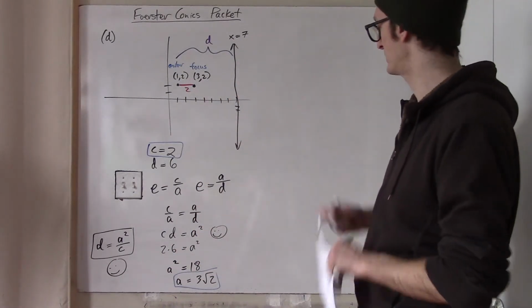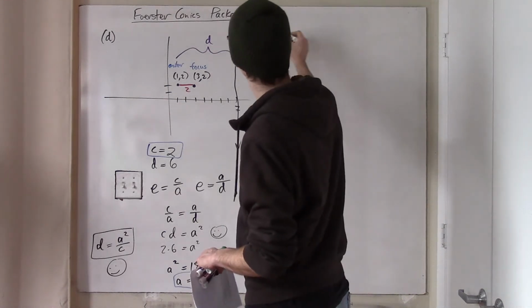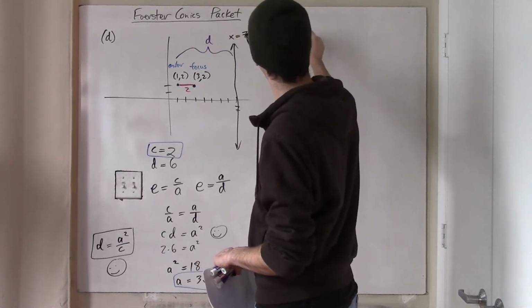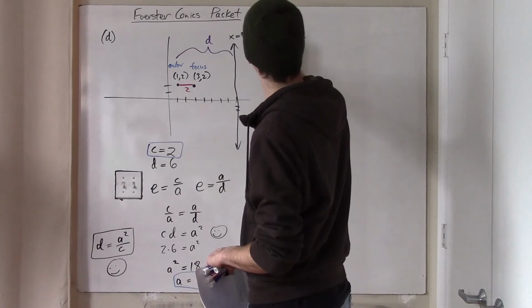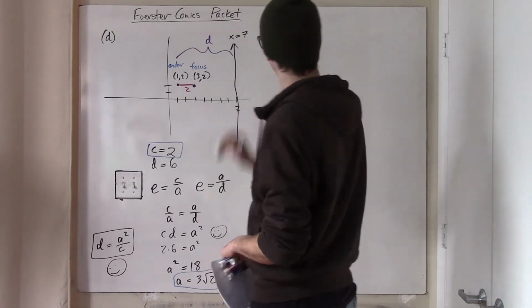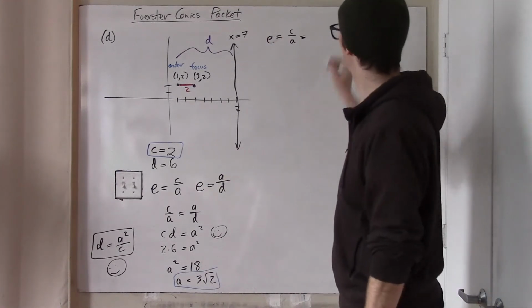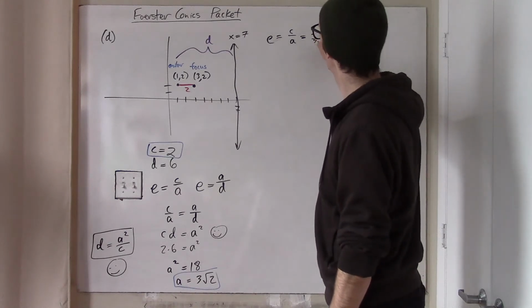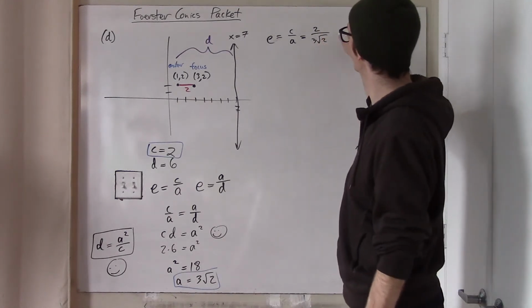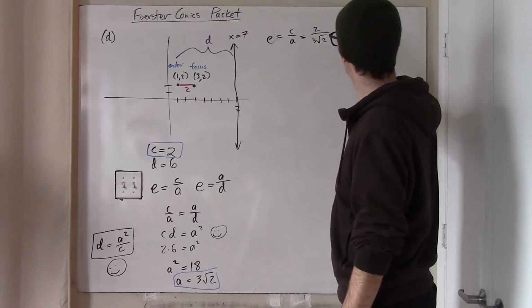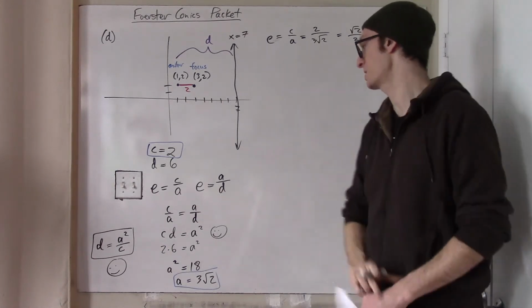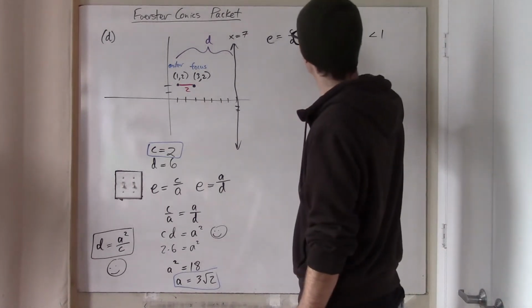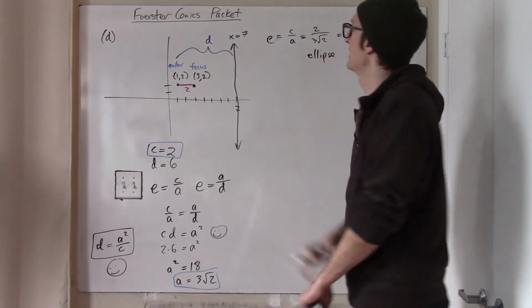What is the eccentricity? The eccentricity is C over A, so that's 2 over 3 root 2, and of course 2 over root 2 is just root 2, so it's actually just root 2 over 3, which is indeed less than 1. So it really is an ellipse. I was sort of right about that.